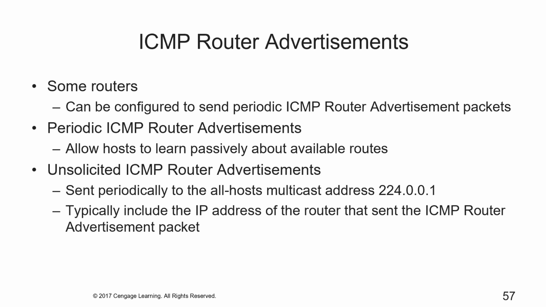When we talk about ICMP router advertisements, some routers can be configured to send periodic ICMP advertising packets. These periodic advertisements do not mean that ICMP is a routing protocol. It just allows hosts to learn passively about available routes. Unsolicited ICMP router advertisements are sent periodically to the all-hosts multicast address of 224.0.0.1, and typically they include the IP address of the router that sent the ICMP router advertisement packet.